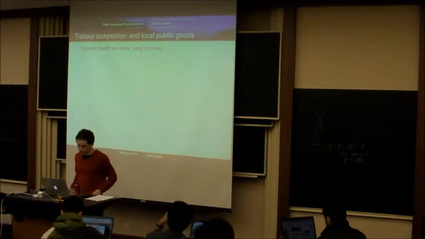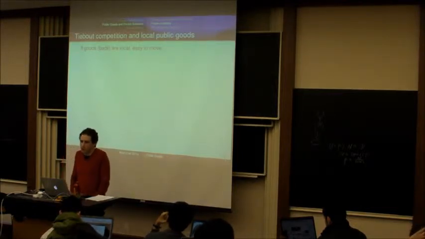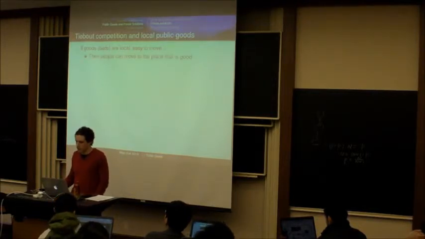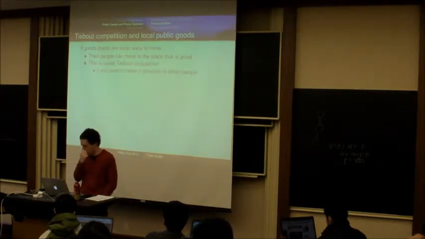So if goods or bads are local, another private solution might be for people to move. For example, people can move to the place that supplies the good or the bad. Well, this is called Tiebout competition.